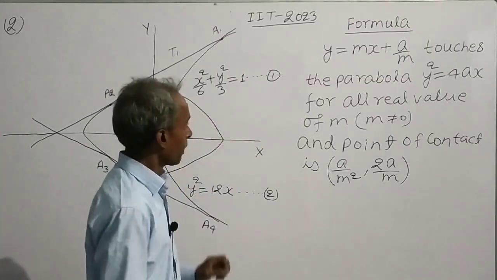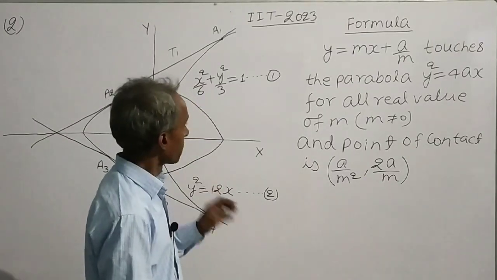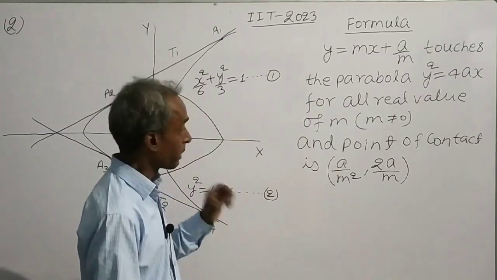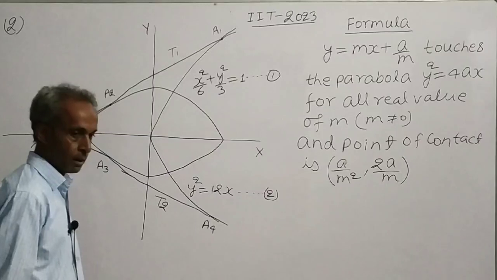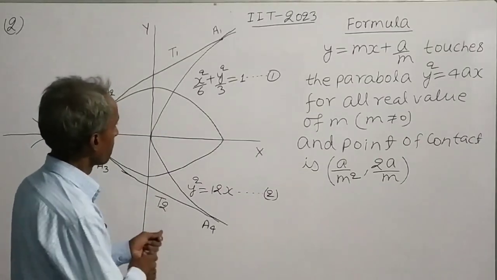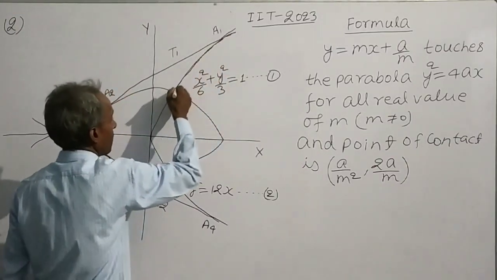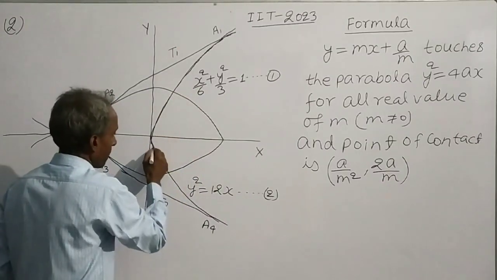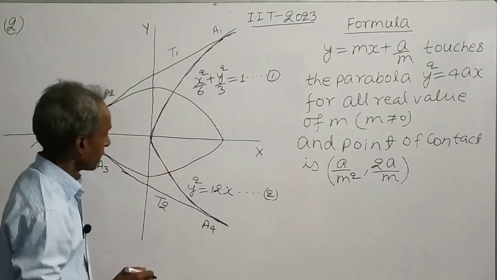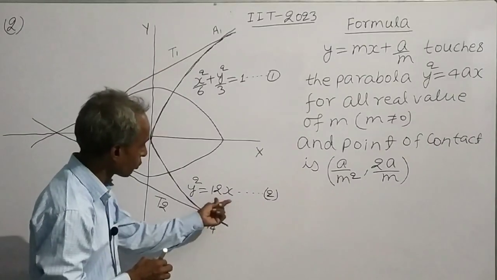This question was asked in JEE Advanced 2023 exam paper 1. In the question, a parabola is given. This is the graph of the parabola. The equation of this parabola is y square is equal to 12x.